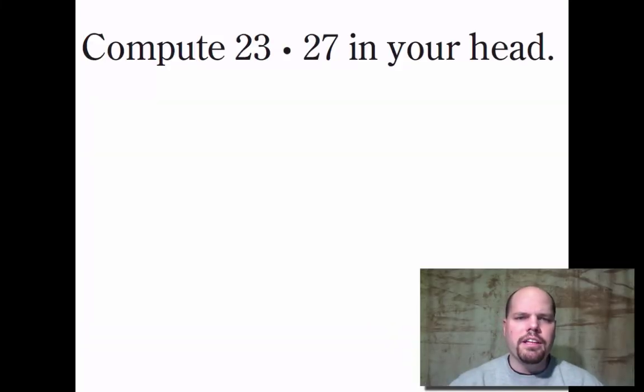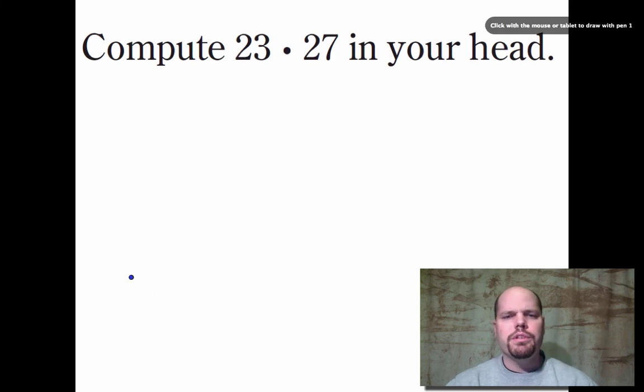All right, and let's compute 23 times 27 in your head. I'm going to show you how I want you to show this on paper when it asks you a question such as this. Well, how are 23 and 27 related? Well, they're the same distance from 25. This one's 2 under 25, and this one's 2 over 25. So how could we write that out?